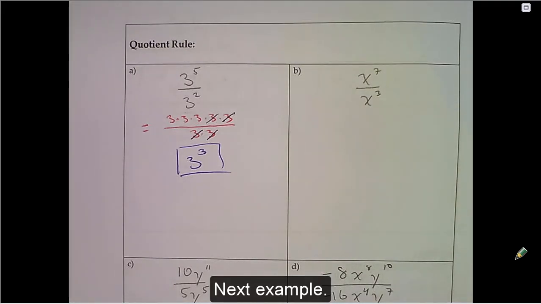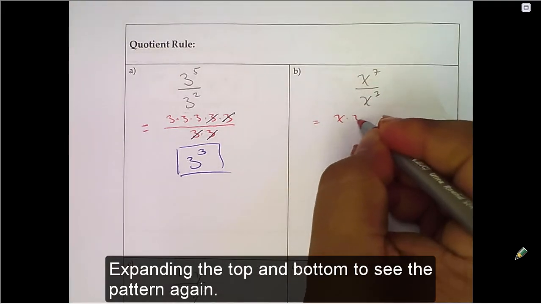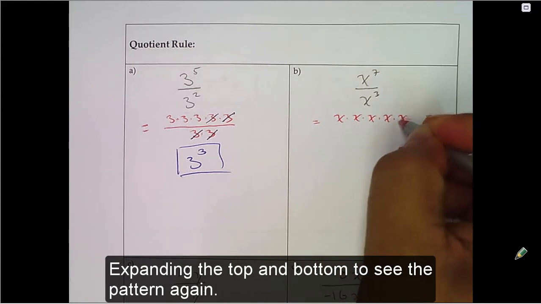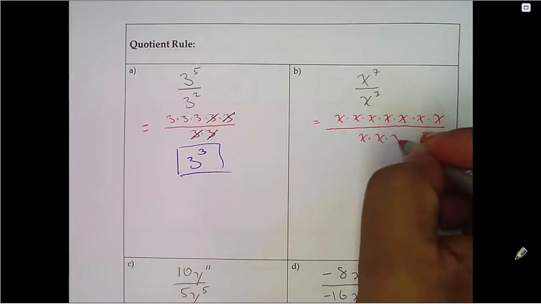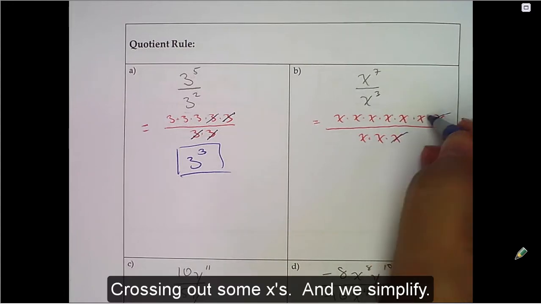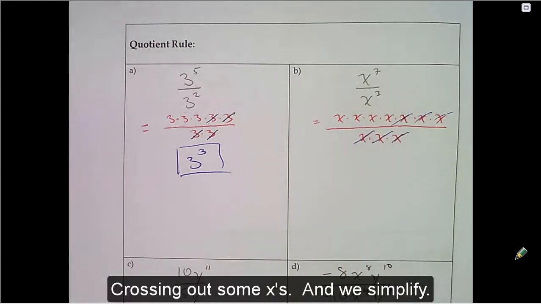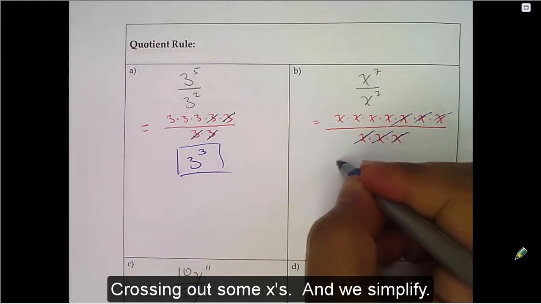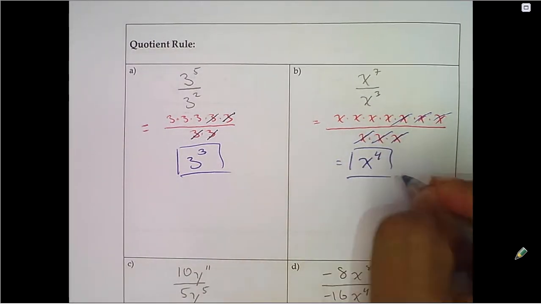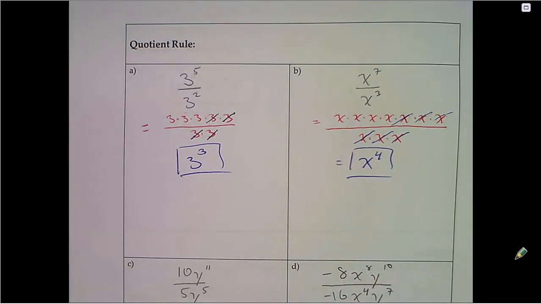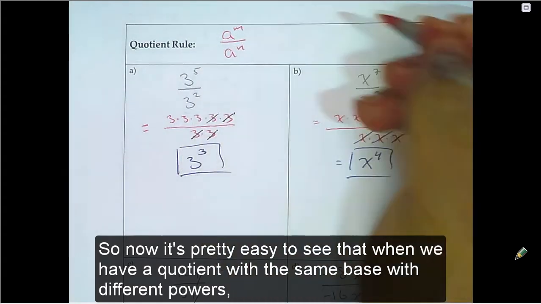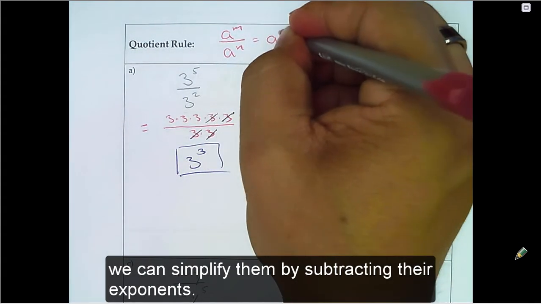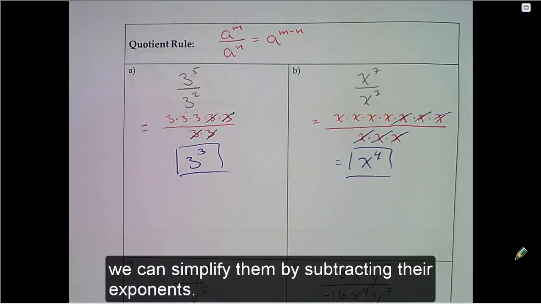Next example. Expanding the top and bottom to see the pattern again. Crossing out some x's, and we simplify. So now it's pretty easy to see that when we have a quotient with the same base with different powers, we can simplify them by subtracting their exponents.